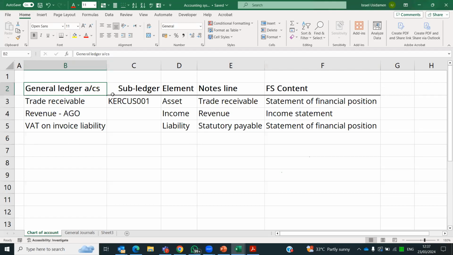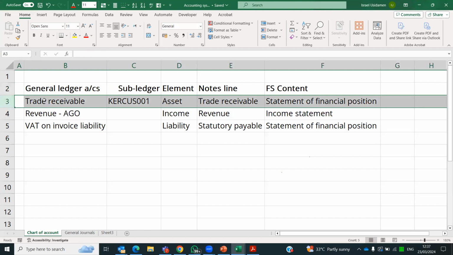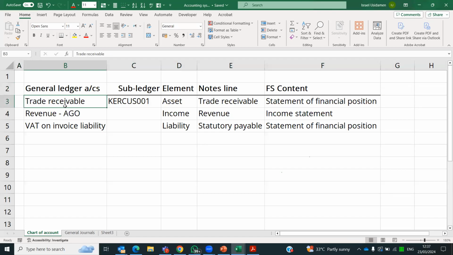On the question you asked concerning subledger, take this for example. The guy you sold AGO to, 9 million.